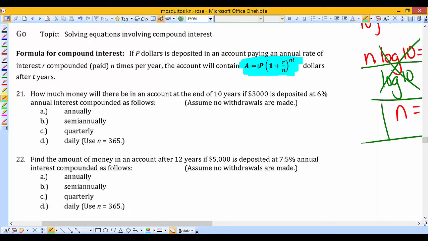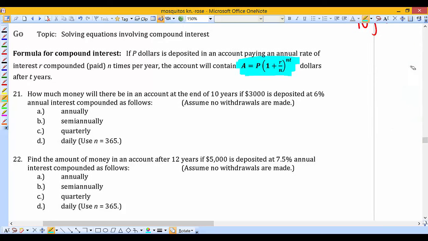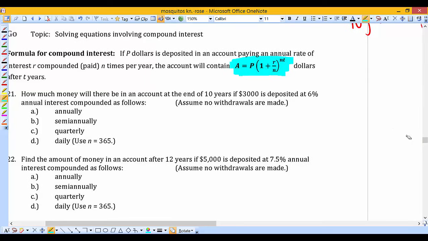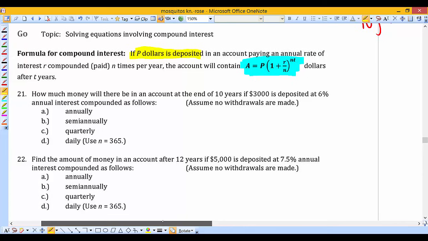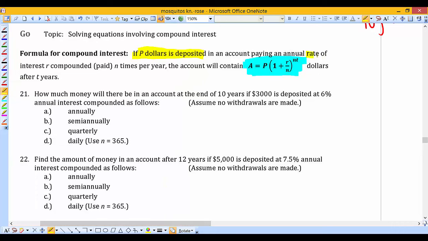So P is the dollars deposited. So I'm going to make a list. You might want to write this down. P is your dollars deposited. That's your principal, what you're starting with. The rate is R, so interest rate is R. N is how many times a year, number of times per year. And T is how many years.